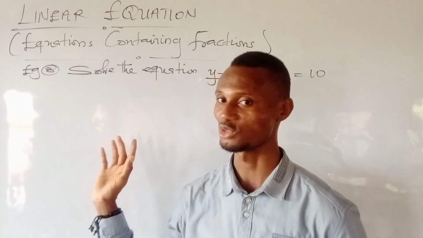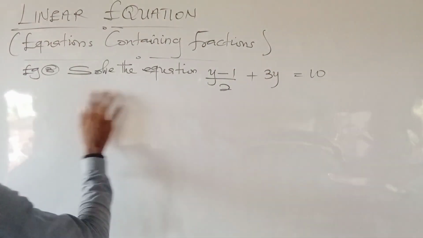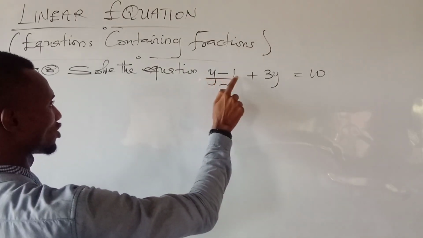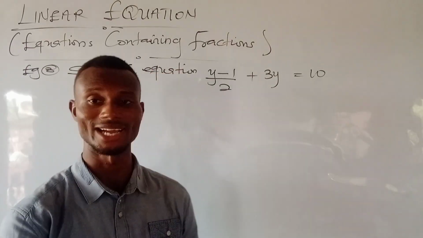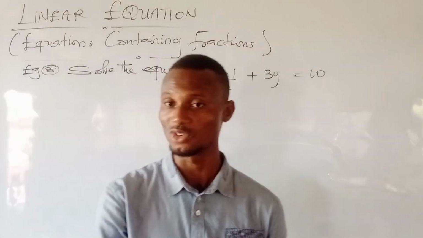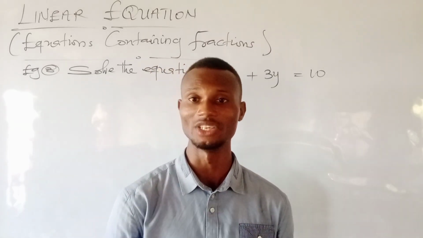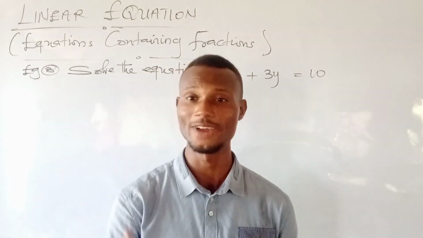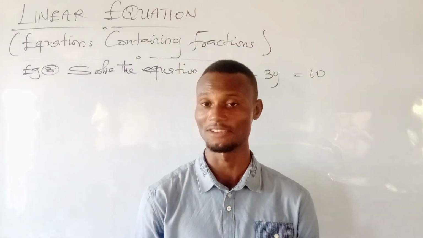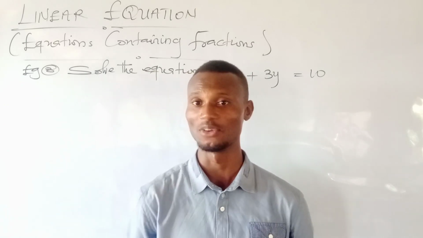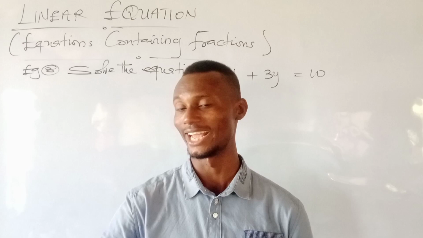Let's go ahead and solve example 3 that I have on the board. Example 3 says, solve the equation (y minus 1) all over 2 plus 3y equals 10. You can see that this is an equation that contains a fraction, and anytime you have an equation that contains fractions, the first thing to do is to multiply through by the LCM.